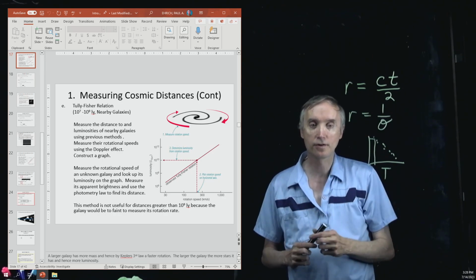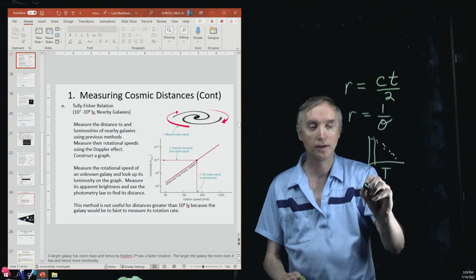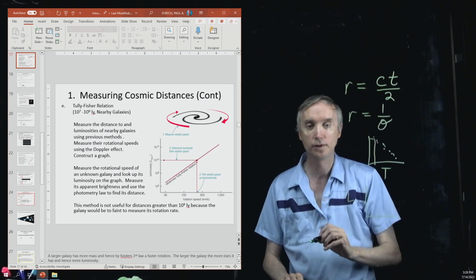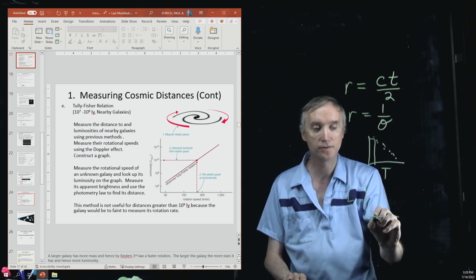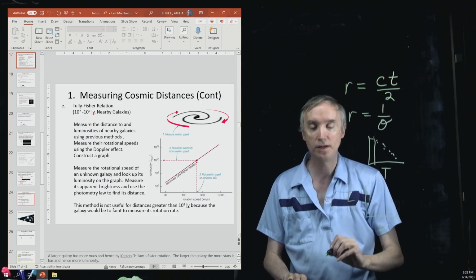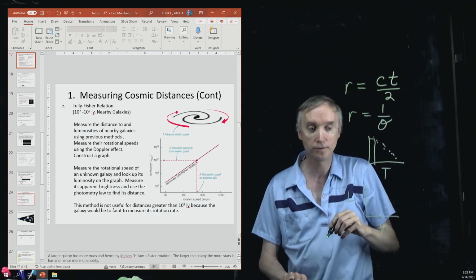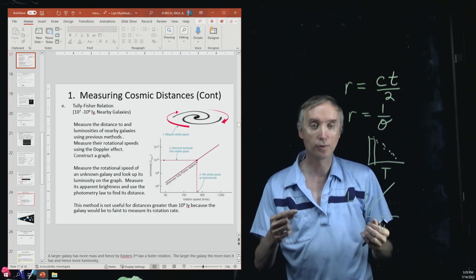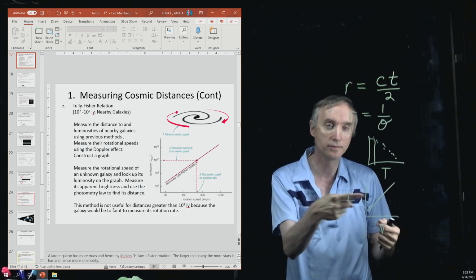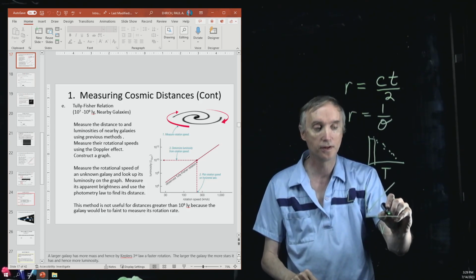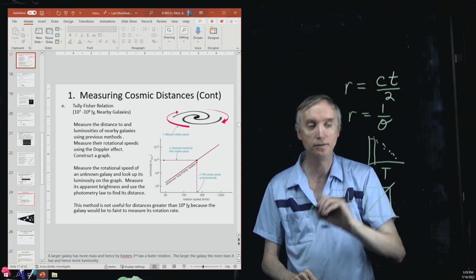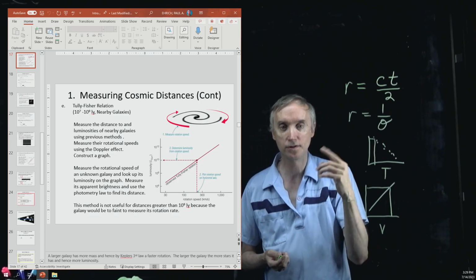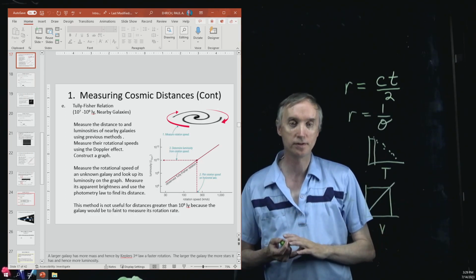So take a look at that graph right there. Okay, and what it has is luminosity going up, and then going sideways is the rotational speed. So how fast is it going around? And then the graph is doing this. Okay, so if the rotational speed is getting greater, it's going over here. So then that means that the luminosity is getting greater. Okay, so the faster a galaxy is rotating, the greater its luminosity is going to be.